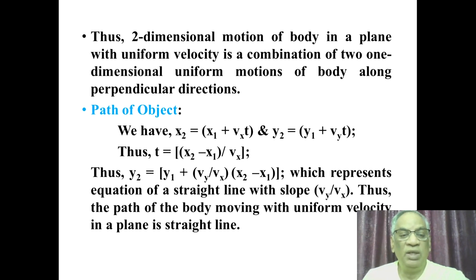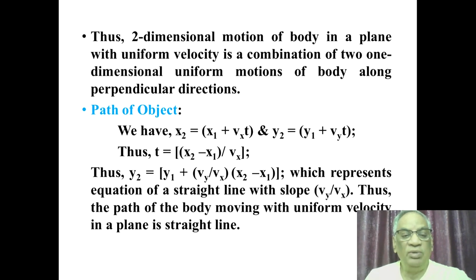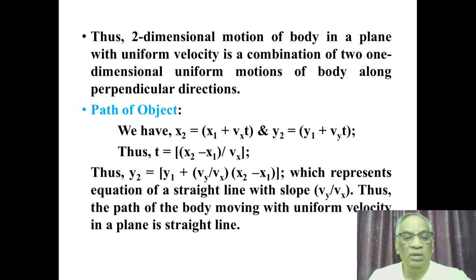That is, v bar is equal to vx i plus vy j. That is the concept. Then the path of the object, if you want to see, we have x2 is equal to x1 plus vx t and y2 is equal to y1 plus vy t. That is the position of the object at time t2 along the x direction and y direction.